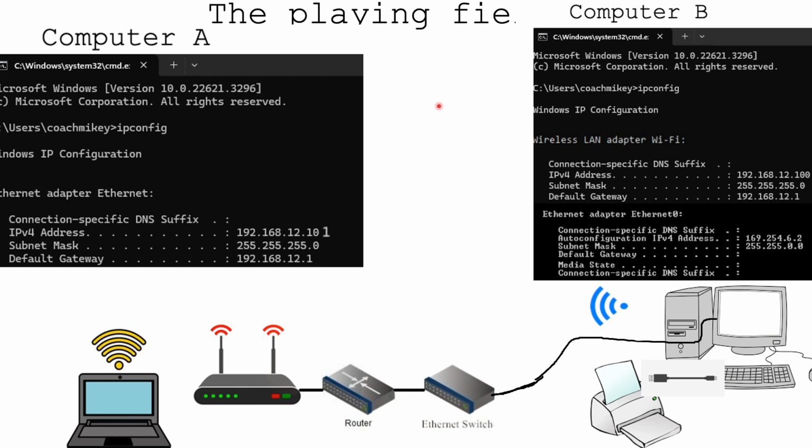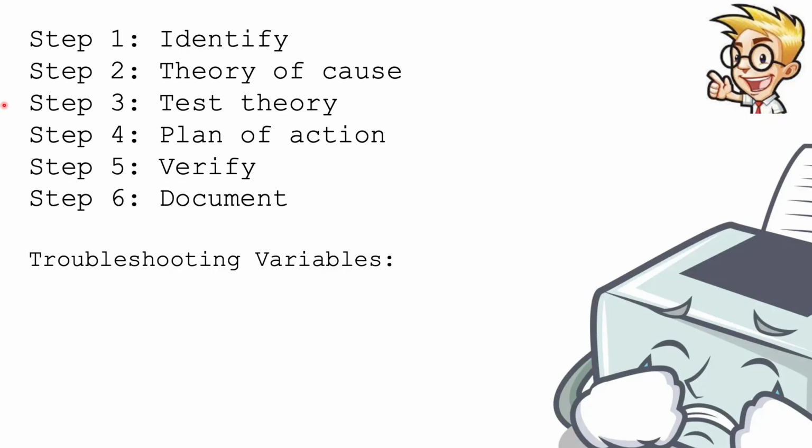Okay, let's get into the troubleshooting part. There are different steps, 1 through 6. So, identify. Have we identified the problem? Yep. Well, we know that a person can't print. Okay, so we identified the problem. Do we know the theory of why?